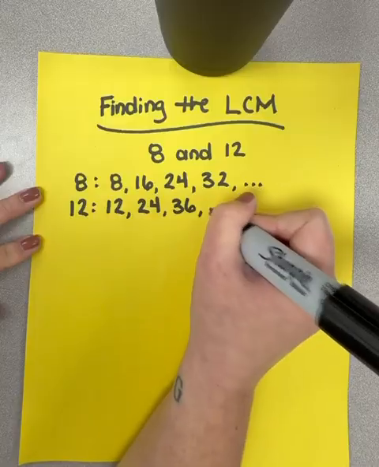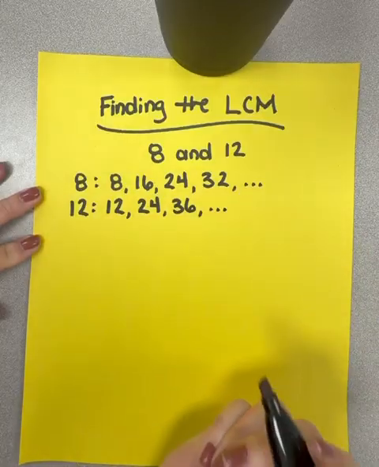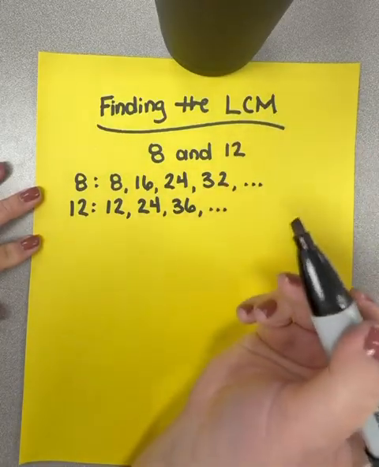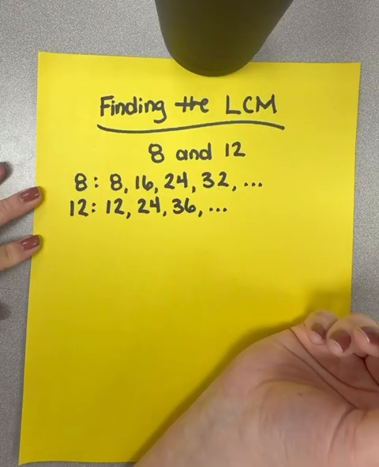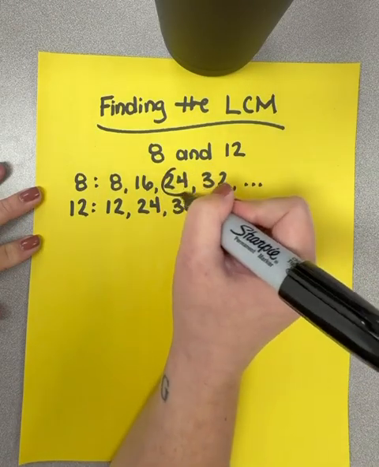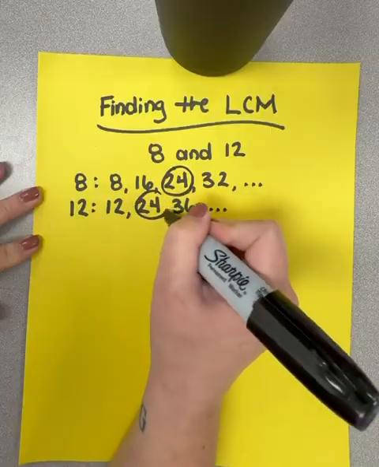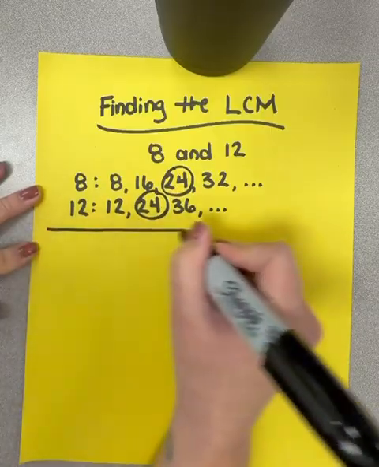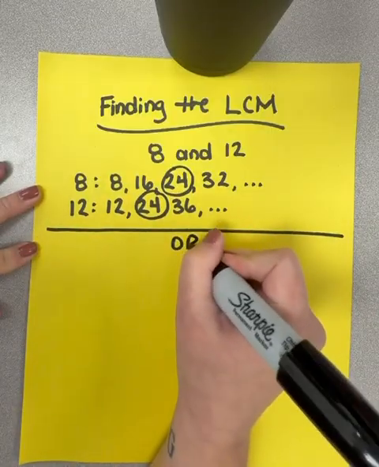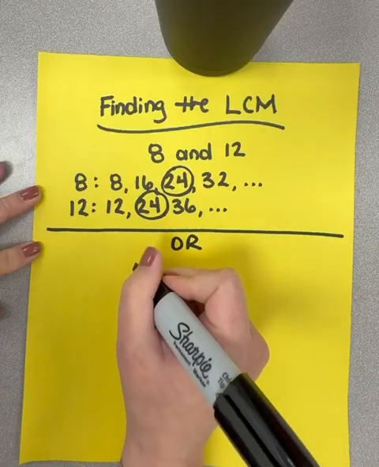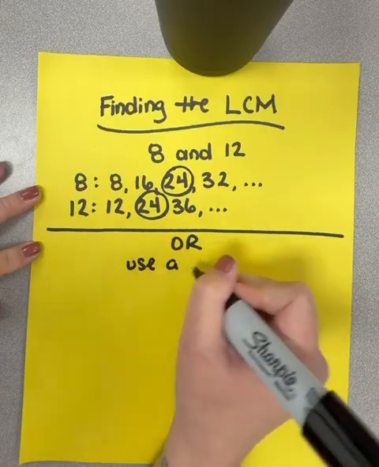And again, I'm going to go ahead and stop there because I found that the least common multiple, that means the first multiple they have in common, the smallest one, would be 24. Okay? Or you can use a factor tree.